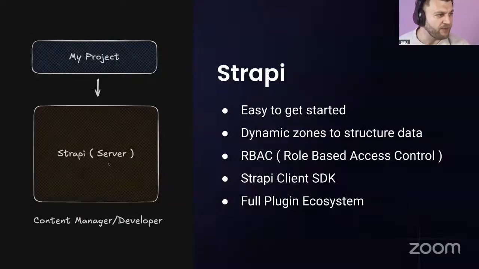And so Strapi is easy to get started, and I'll talk more about this, but it allows you to manage your data in dynamic zones, which allows non-technical editors to really pick and choose what they want to display on the site. You get role-based access control right out of the box. It supports both REST API and GraphQL. You're able to easily query your data using the Strapi client SDK. And the part that I really enjoy about Strapi is you have a full plugin ecosystem, because a Strapi application is literally a React frontend with a Node backend, and a plugin is basically a miniature version of that.